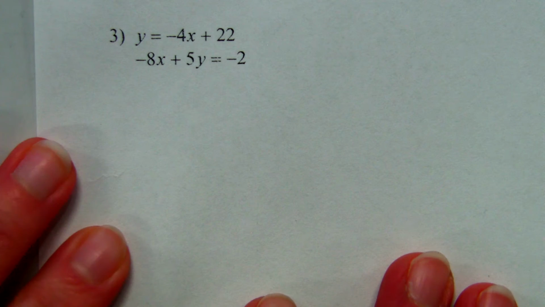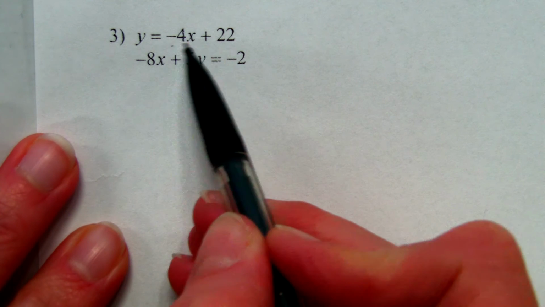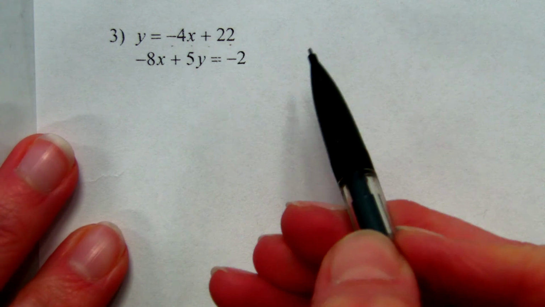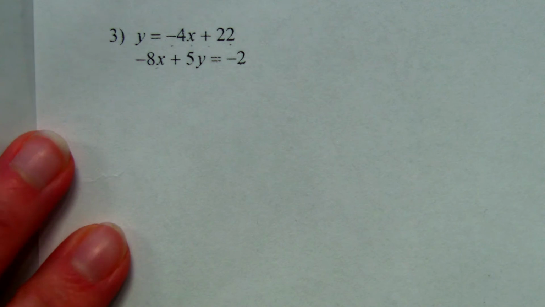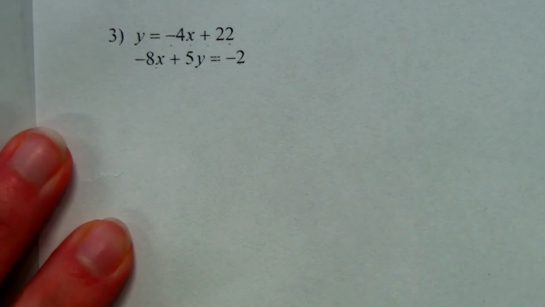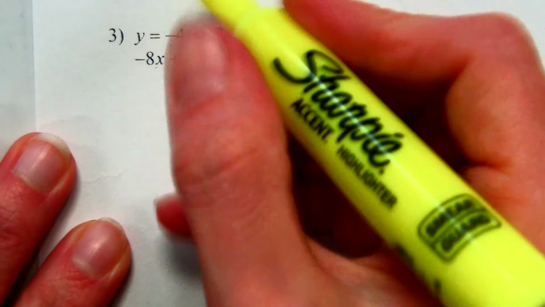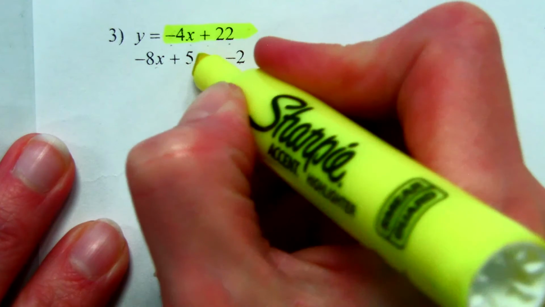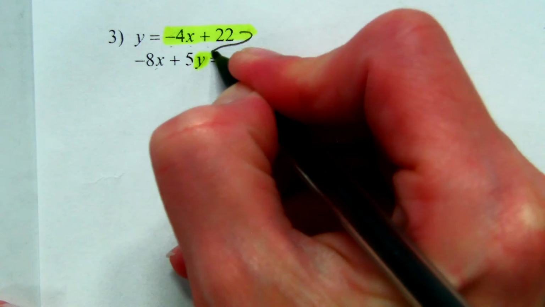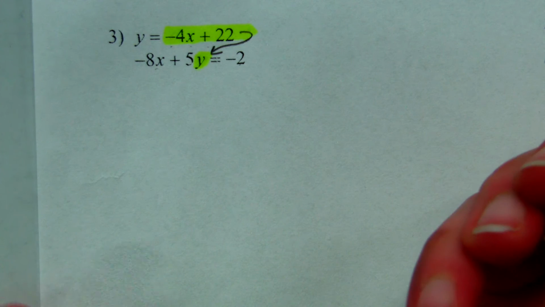So I'm going to come down to number 3. So y equals negative 4x plus 22. That's in slope-intercept form, and this one is not. We can still use substitution, but it's going to look a little bit different. All of this that it says is equal to y is going to get replaced for the y that happens to be in the middle of the equation. So it's in the middle instead of on the end. Okay? And let me show you what that's going to look like.